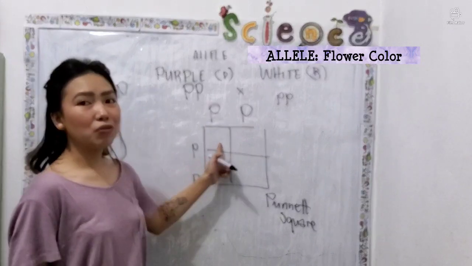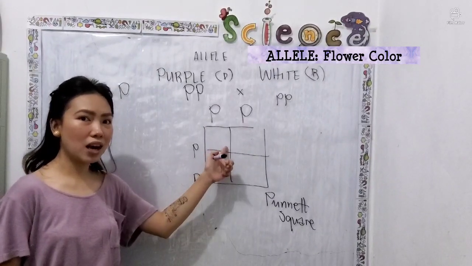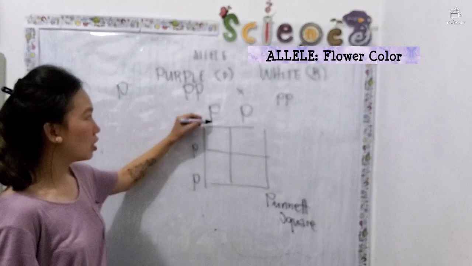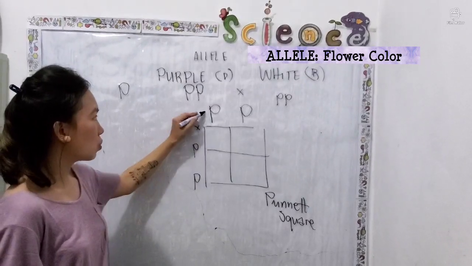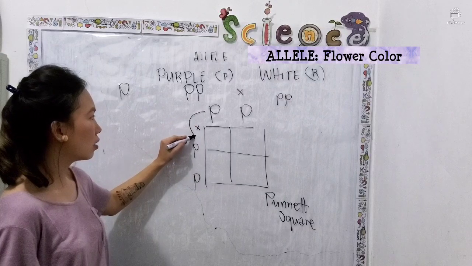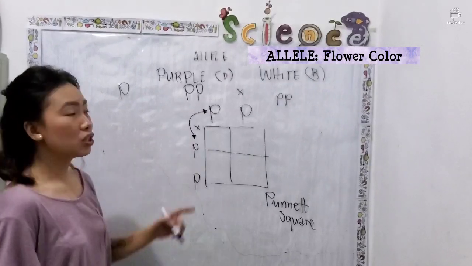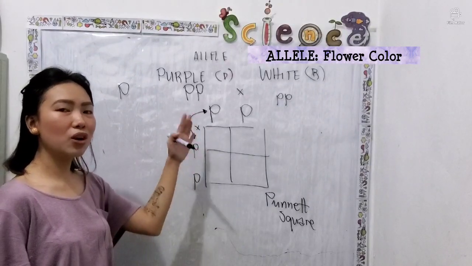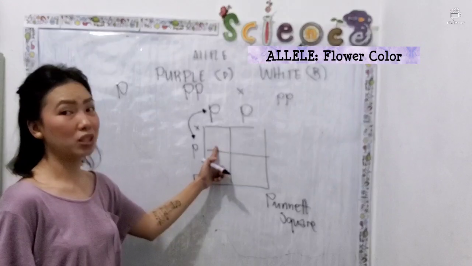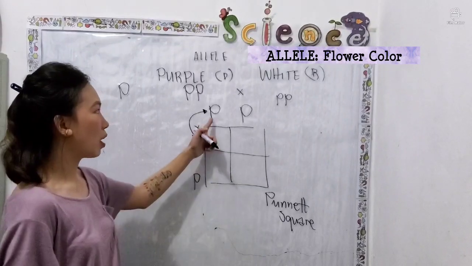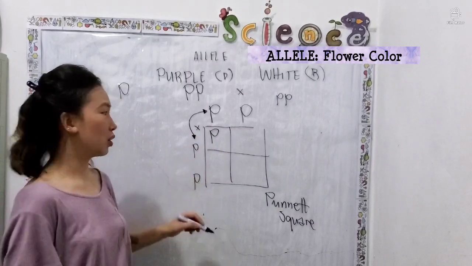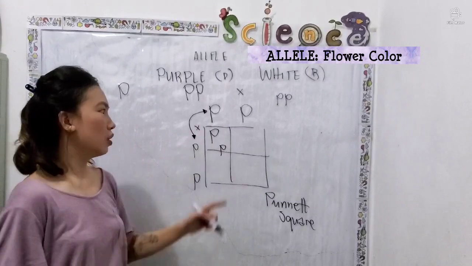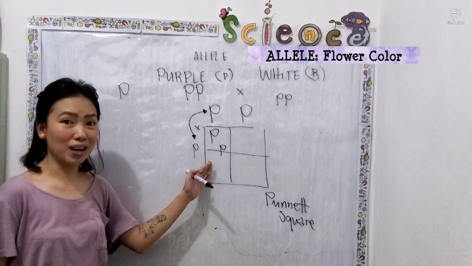Yung magiging laman ng first box is coming from this one na nasa taas, multiply. So, we will multiply this two, at yung resulta ng cross nila will be on the first box. So, we have capital P and a small letter P. So, that's for the first box.